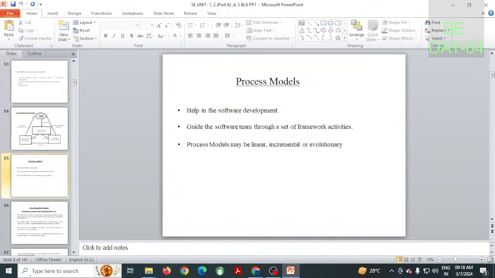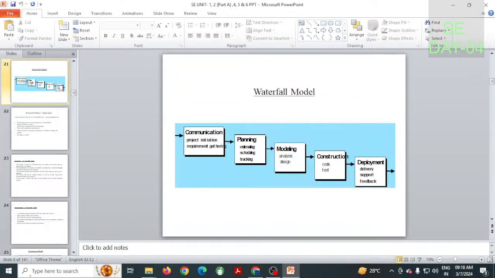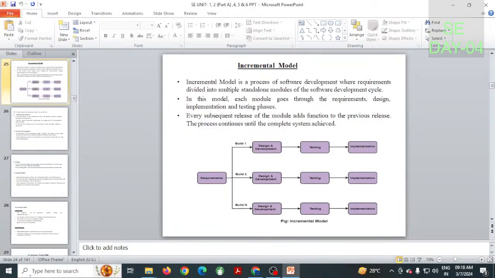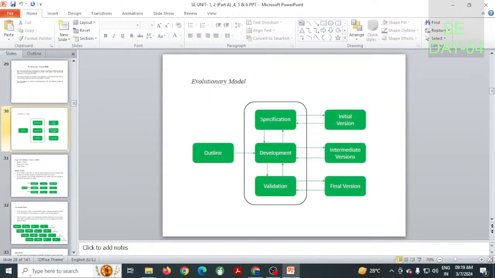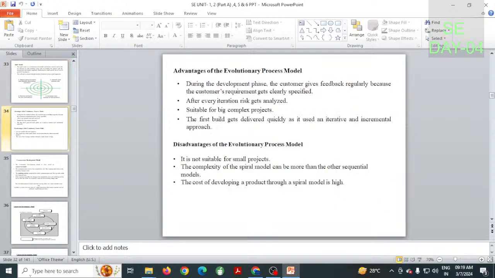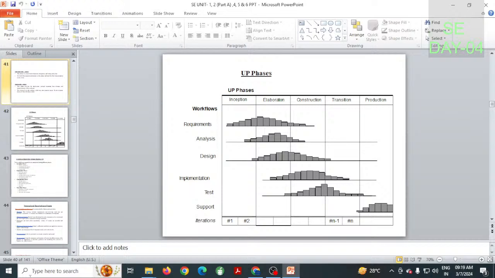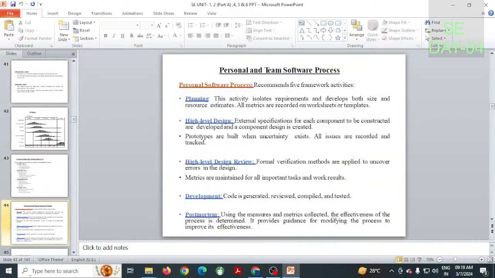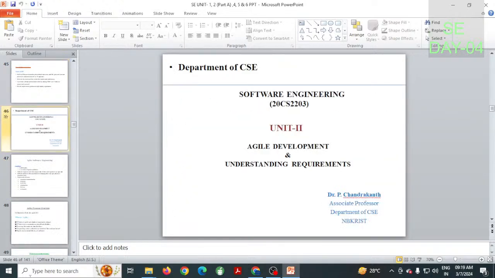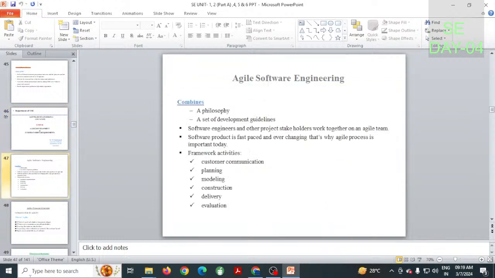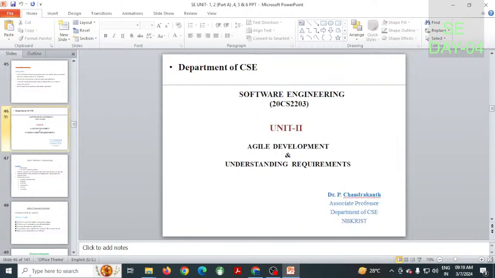And along with that, we should discuss the kinds of process models. And today's session we are going to start with agile development in software engineering and how we are going to understand the requirements.